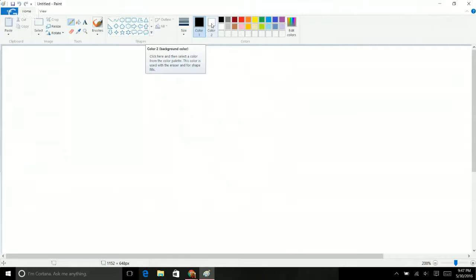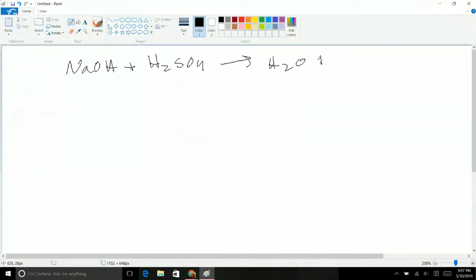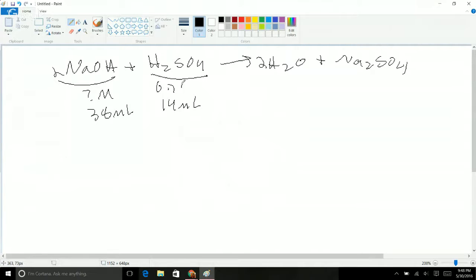Okay, so for this problem, sodium hydroxide is reacting with sulfuric acid. It's a double replacement reaction, so I will make water and sodium sulfate. Balance the equation by putting 2's in. The problem says I want to know the molarity of this sodium hydroxide if I use 38 milliliters of the solution, and it's titrated to an endpoint of 14 milliliters of sulfuric acid, which is 0.75 molar.